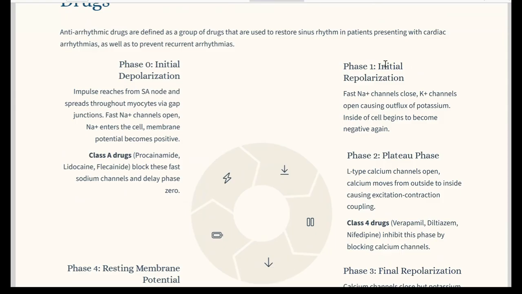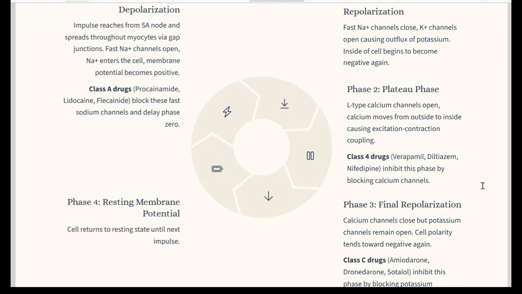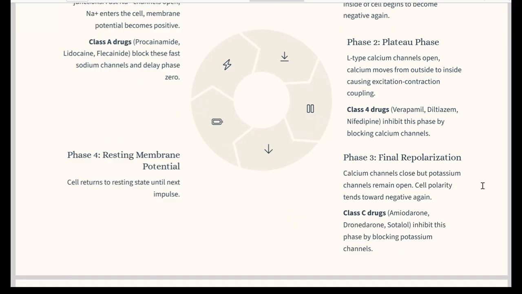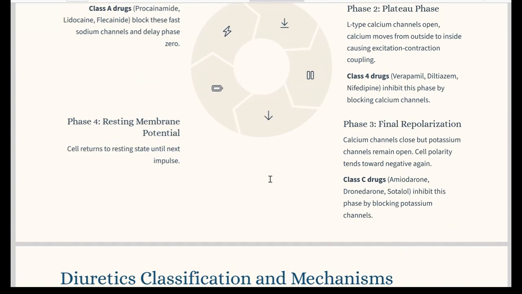Phase 1, initial repolarization. Your fast sodium channels close and potassium channels open. Then you've got your phase 2, the plateau phase. These are your L-type calcium channels where verapamil, diltiazem, and nifedipine, your class 4 drugs, act. Then you've got phase 3. This is where your calcium channels close, but potassium channels are still open. This is where class 3, amiodarone and sotalol, act. They inhibit this phase by blocking the potassium channels.